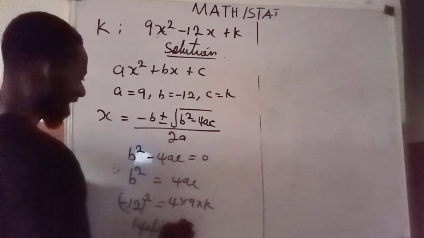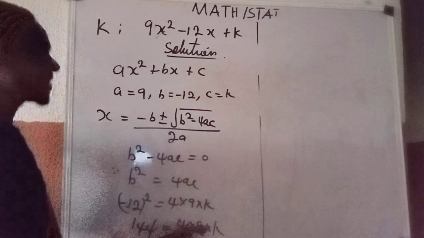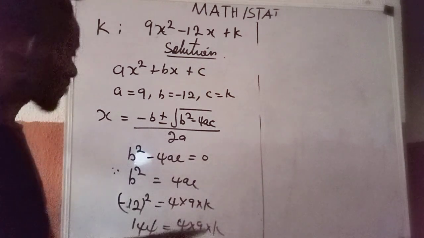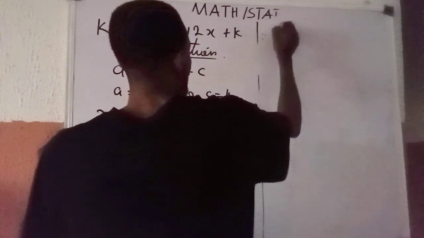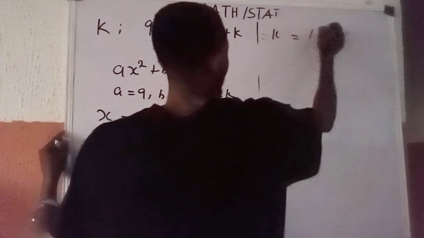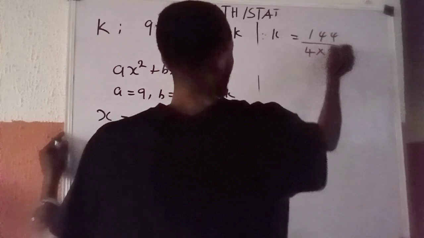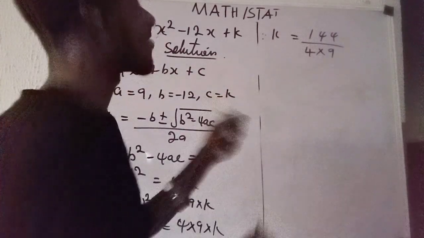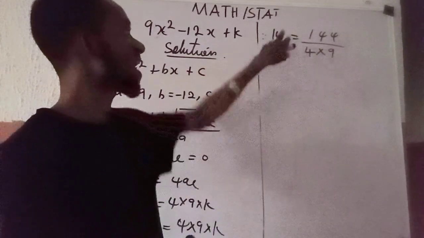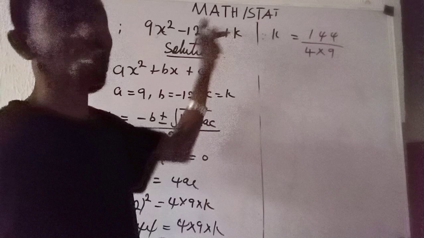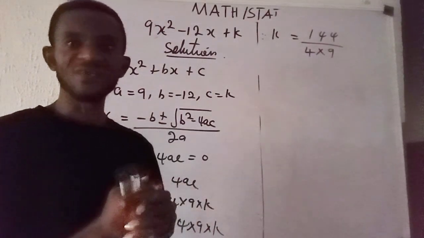This equals 4 multiplied by 9 multiplied by k. My interest is to make k stand all alone, so I'll make k the subject of the formula here. So my k alone becomes 144 all over 4 times 9. If you pick up your calculator and go into this, you find that the answer comes out quickly, and this value of k makes this expression a complete square. So that is how it goes.